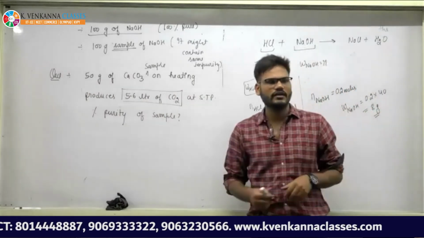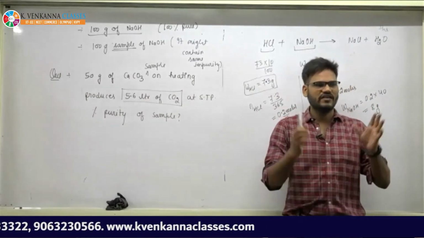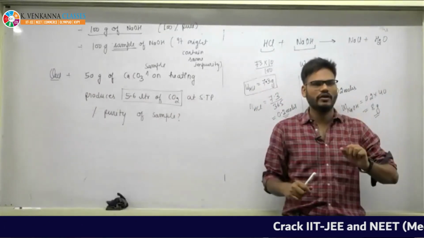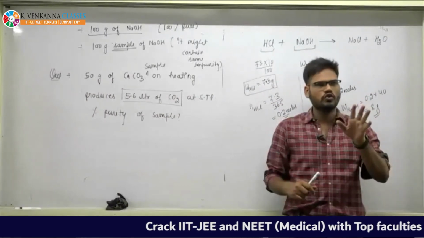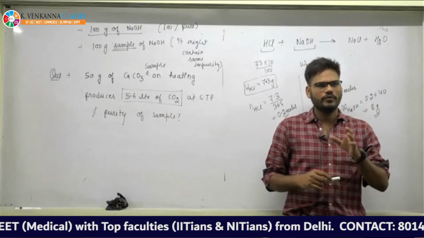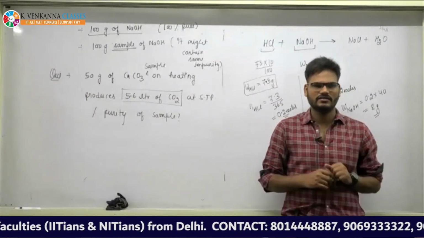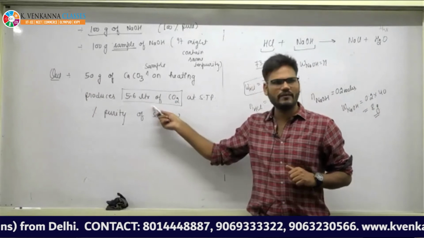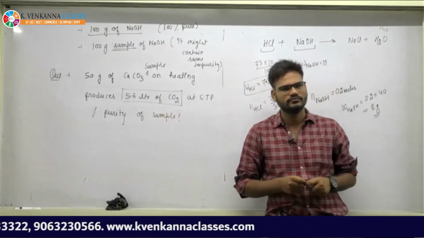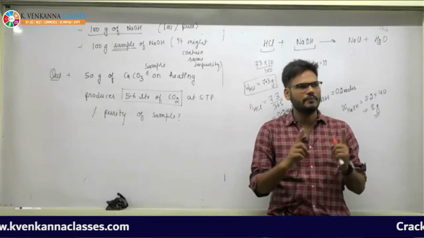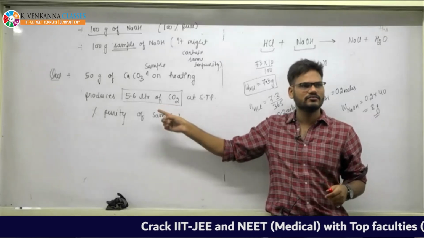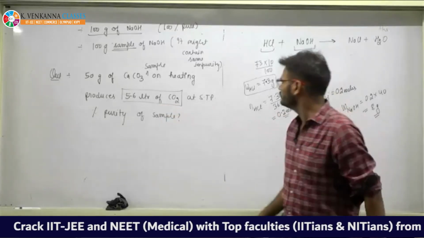So how can you solve it? You can solve it by first assuming the ideal case: if you are heating 50 gram of calcium carbonate and there was no impurity, how much volume of CO2 would be produced? That is your ideal case. But in reality, it is producing only 5.6. So just take the ratio of the two. Assume 100% pure, solve it, and then compare it with the real case. This is how you can check the purity.